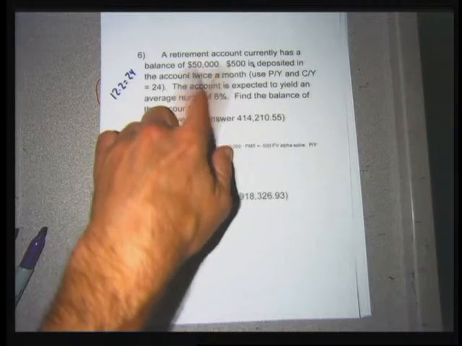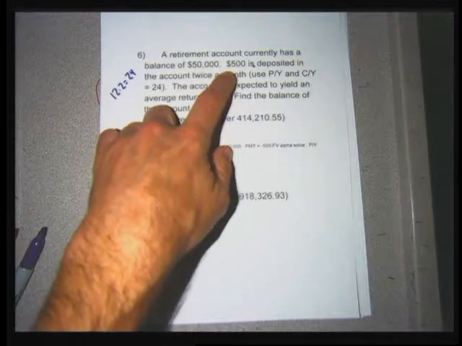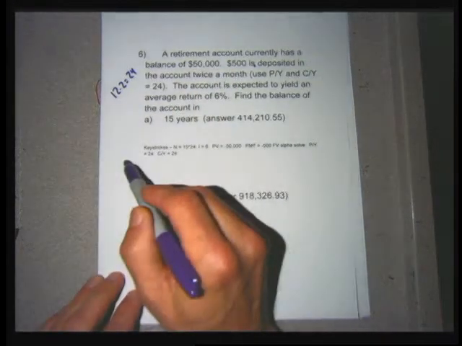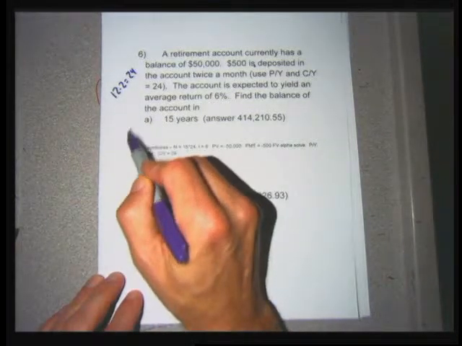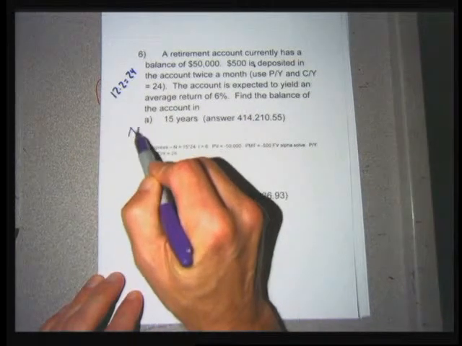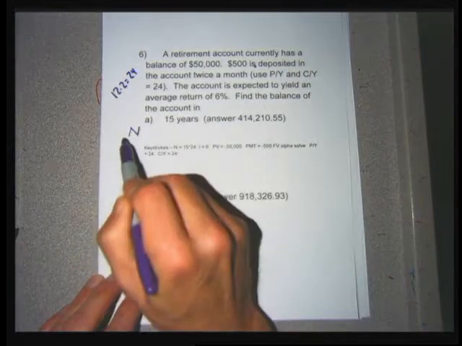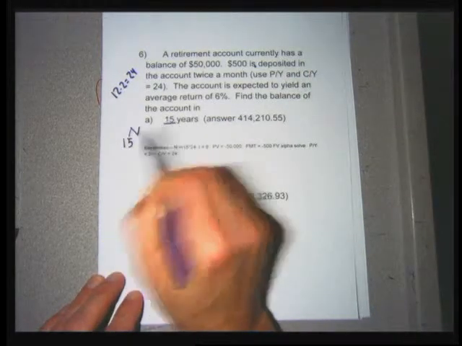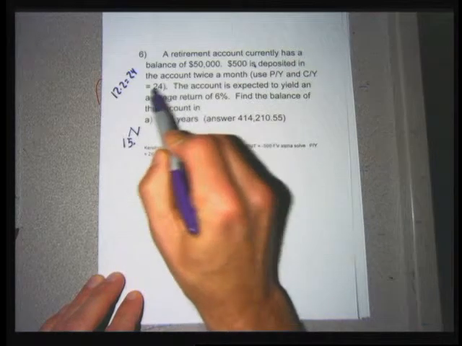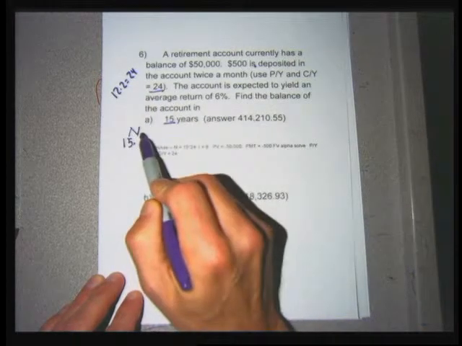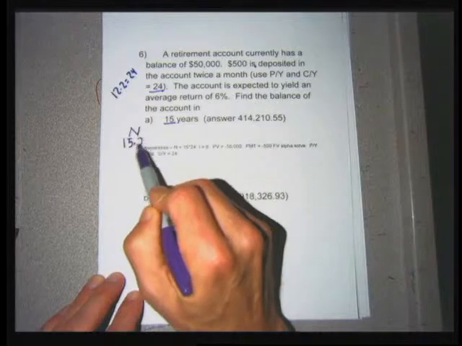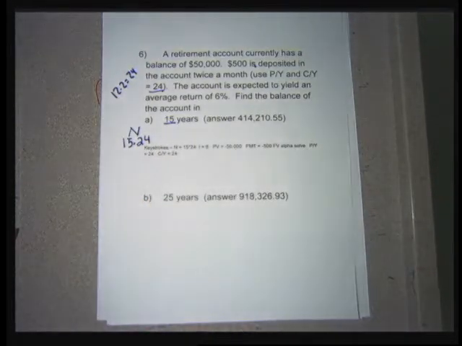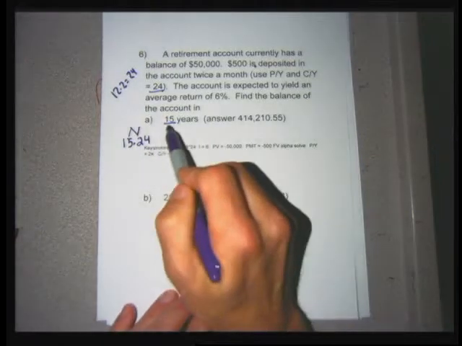The PV and the PMT, when I'm depositing money, have to have the same signs. So to do the keystrokes on my calculator for problem number 6A, the N is the number of deposits. The number of deposits I'm making is the 15 years times the number of deposits I'm making each year, and twice a month is 24. Every 2 weeks would be 26. Because this says twice a month, I'm going to go 15 times 24 for the N.